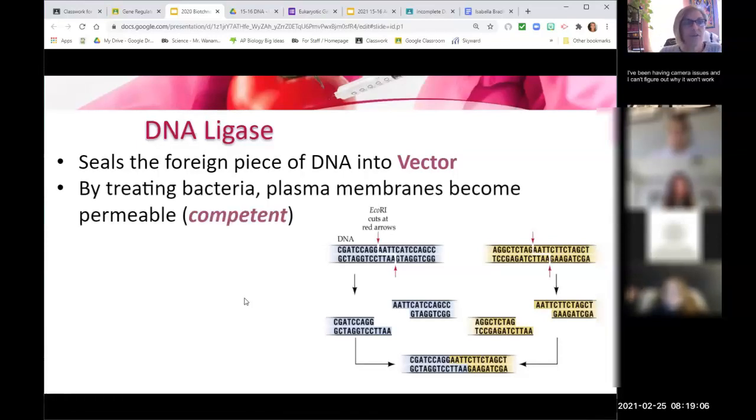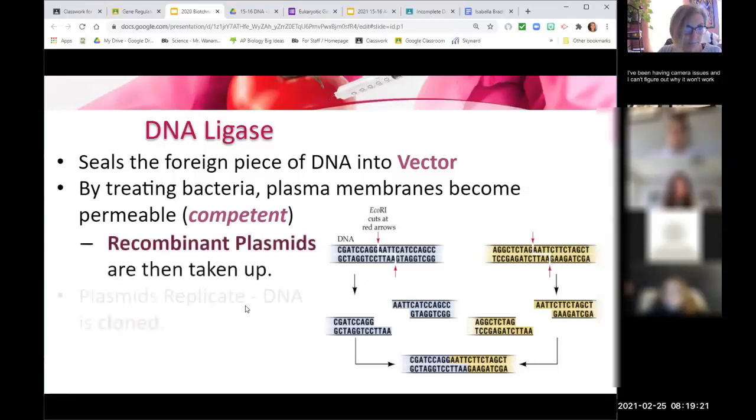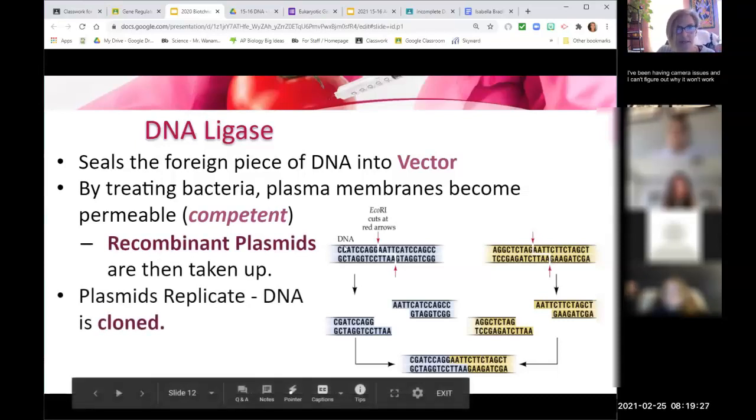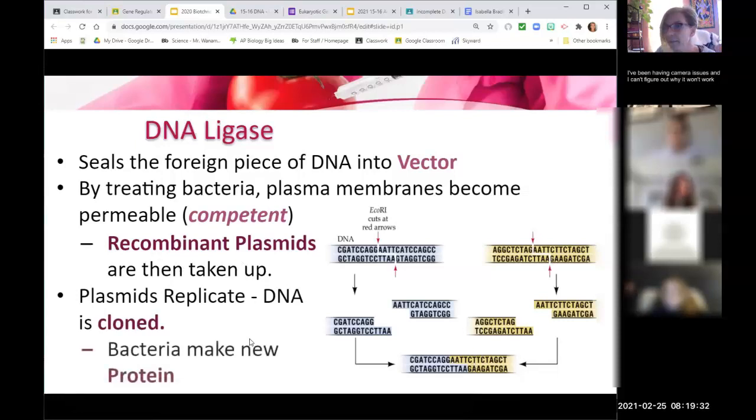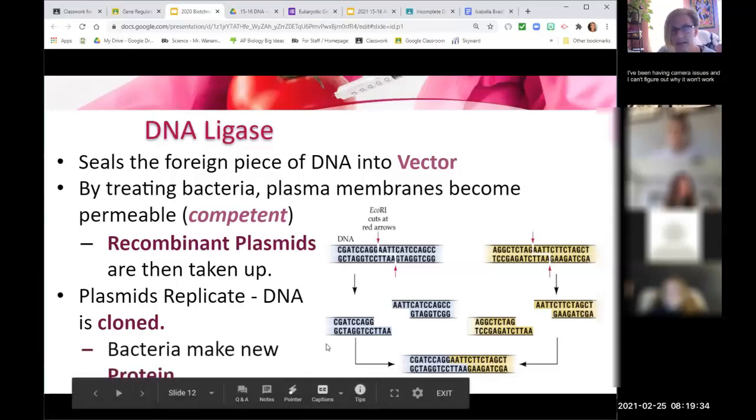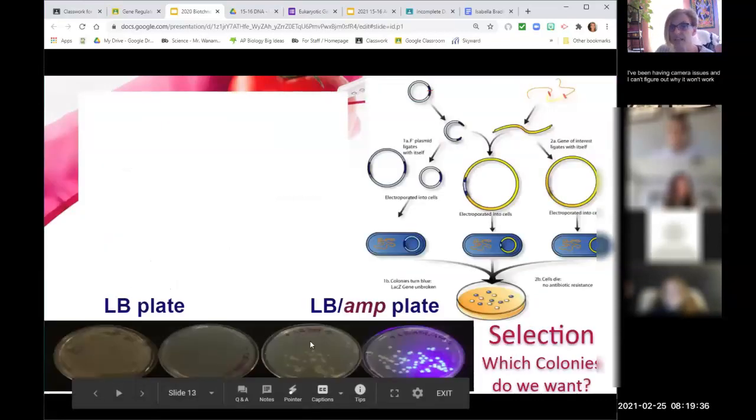So when we're able to get DNA to uptake plasmids, it's called competency. So we need that word when we do our transformation lab. So if a bacteria is able to take up DNA, the bacteria is competent. And we'll talk later about how we make them competent. So then the recombinant plasmid is taken up by the bacteria, and the bacteria makes more and more of that plasmid. It replicates very quickly, and the bacteria makes the protein that we want.